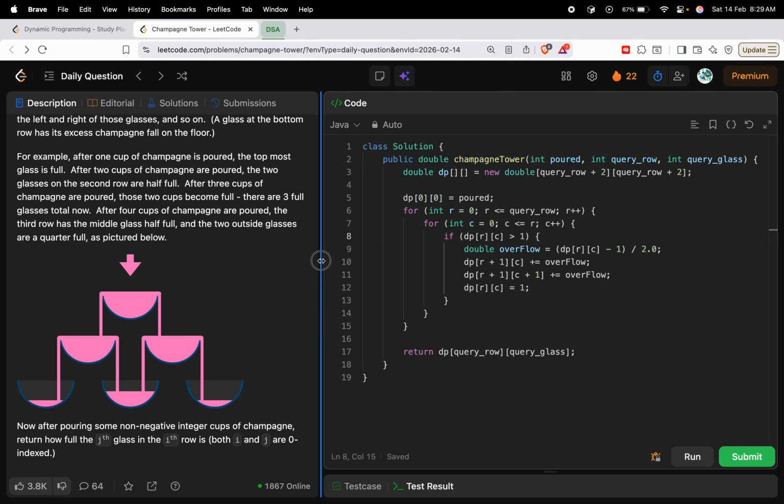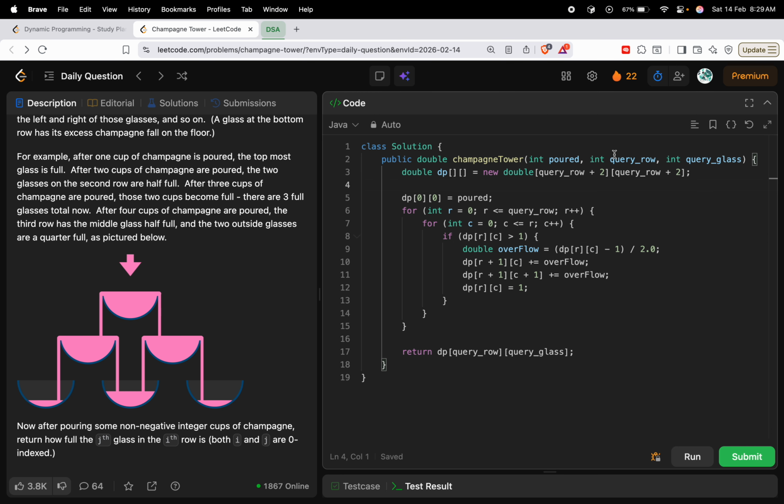If you look at the code we have been given, we have to identify the champagne in this particular row and this particular column. Since query row and glass are zero-based indices, the total number of rows we will have is query row plus 1. But if the last row is also overflowing, then the champagne will fall on the floor. So we are assuming that we will have one more row of glasses.